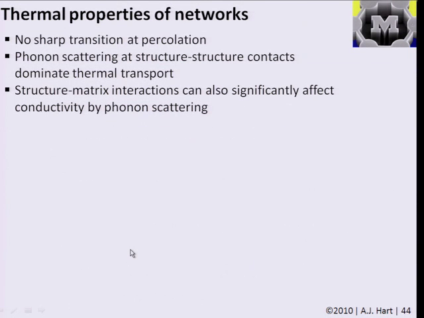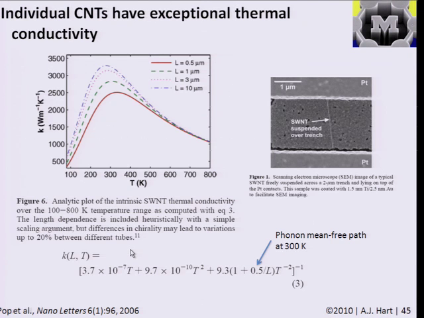So now let's move on to talk a bit about the thermal properties of networks. And in the case of thermal properties, we see dominance of phonon-phonon scattering at the interactions at the interfaces between structures. And that's what really dominates the properties of a network. Because we saw before that, like for electrical conductivity, the thermal conductivity of nanotubes is very, very high. It's been shown to be 2,000 to 3,000 watts per meter Kelvin, even when you are beyond the mean free path of phonons in the material.